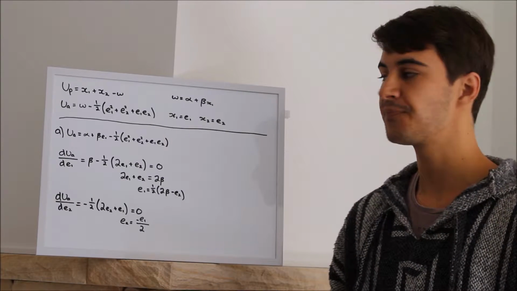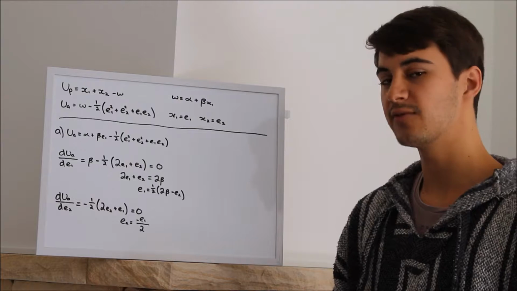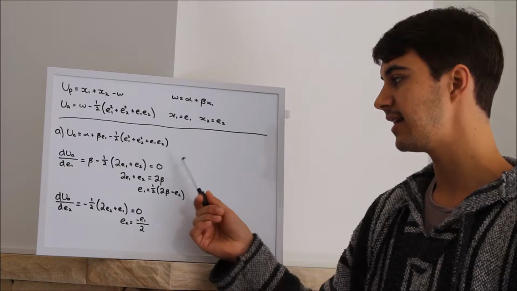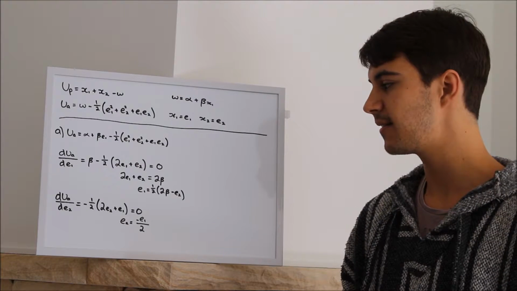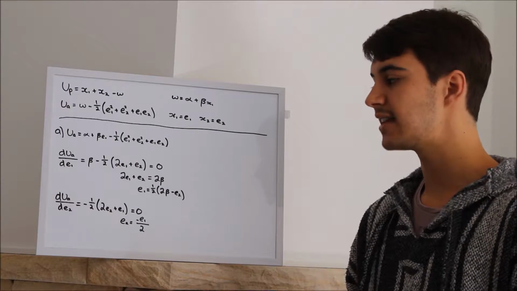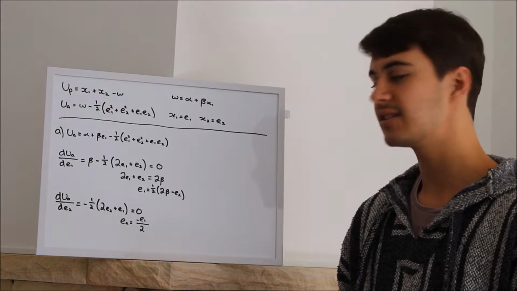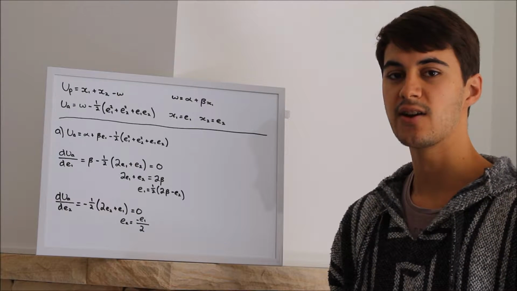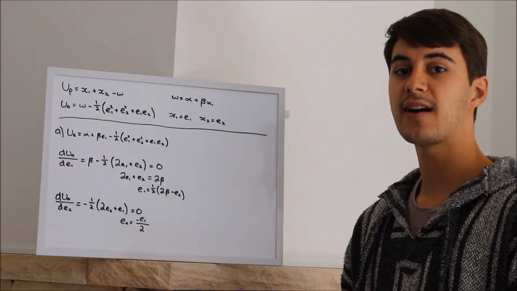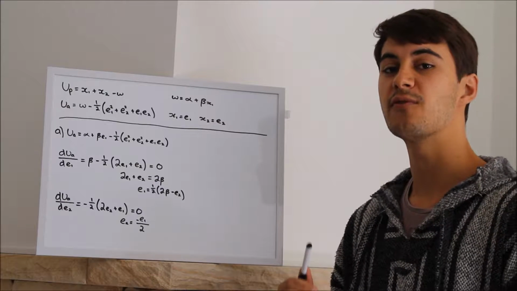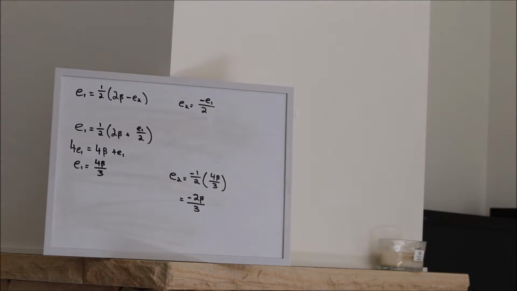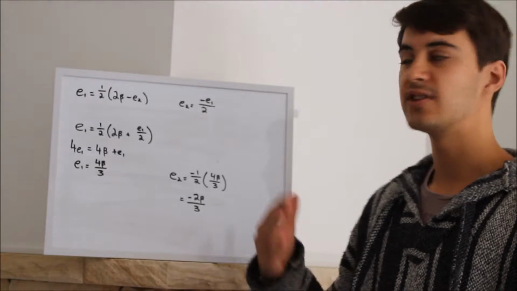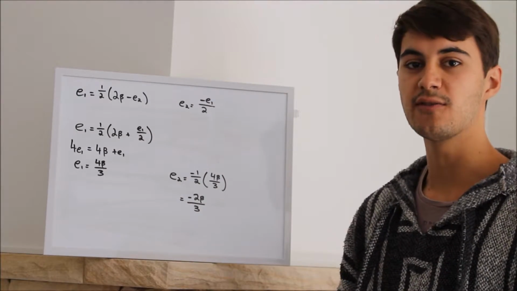So, taking the derivative of UA in terms of E1 and letting it equal 0 gives us the following equation for E1 equaling a half of 2 beta minus E2. Doing the same steps but in terms of E2 gives us a level of E2 equals negative E1 over 2. Now in order to find these two terms in terms of beta, we're going to have to solve them simultaneously. So now we just have to sub E2 into the value of E1.